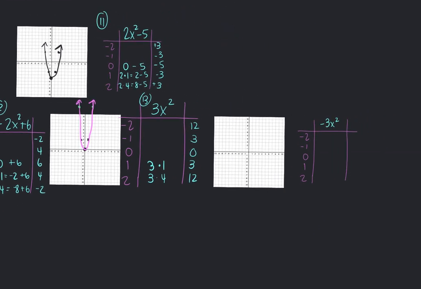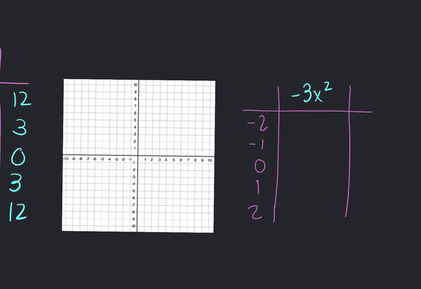All right, last one of this section, question 14. 0 times anything is 0. 1 times 1 times negative 3. 2 times 2 is 4 times negative 3. Oh, that's going to go off my graph. This guy matches and this guy matches. 0, 0, 1, negative 3, and 2, negative 12 would be down here.